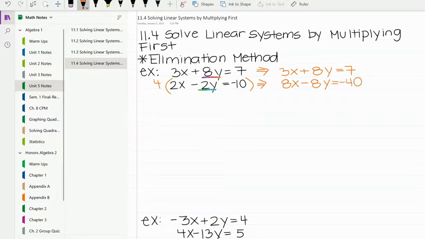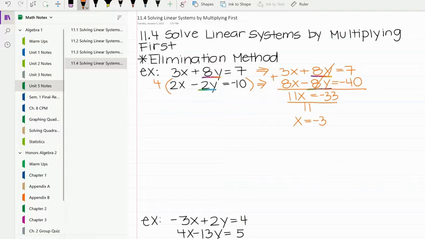Now this looks like section 11.3, right? I know I'm going to be eliminating my y's. Because they are opposite signs, I'm going to add. Remember, same is subtract, opposite is add. So 3x plus 8x is 11x. Those cancel. And 7 minus 40 is negative 33. Then we want to solve for x, so we divide by 11. Negative 33 divided by 11 is negative 3.